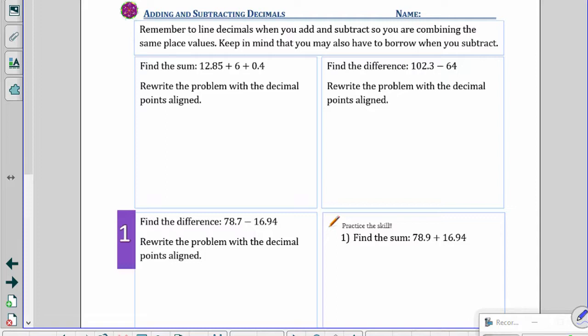If you haven't already, go ahead and find the adding and subtracting decimals page in your note catcher. If you need to pause the video in order to do that right now, go for it. Otherwise, we're going to keep going.